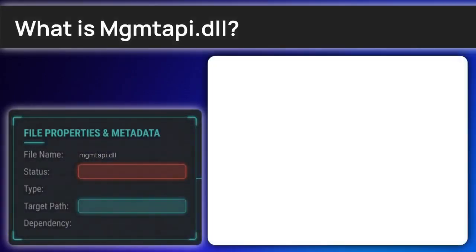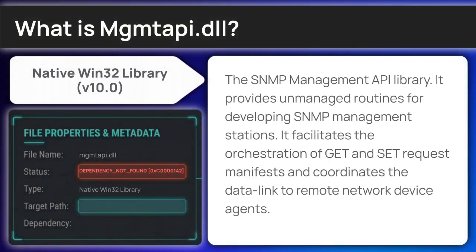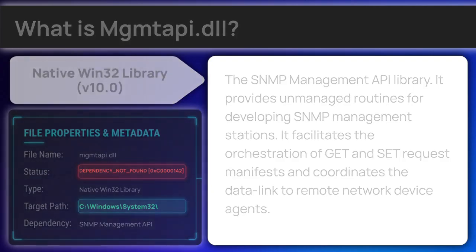This is the Mgmtapi library, the SNMP Management API library. It provides unmanaged routines for developing SNMP management stations. It facilitates the orchestration of GET and SET request manifests and coordinates the data link to remote network device agents. Now that you're up to speed on the file's role, let's begin the repair process.